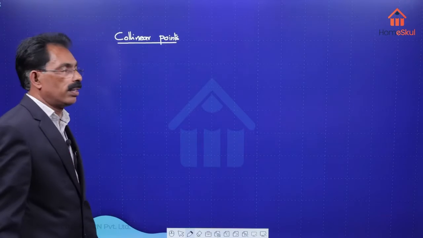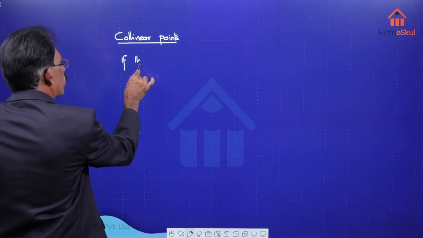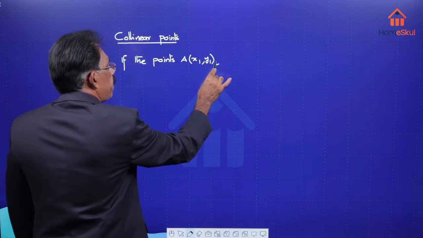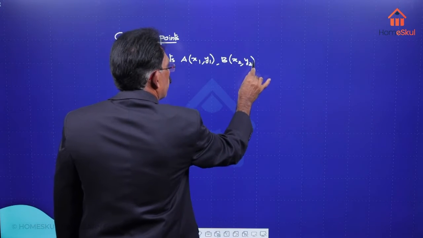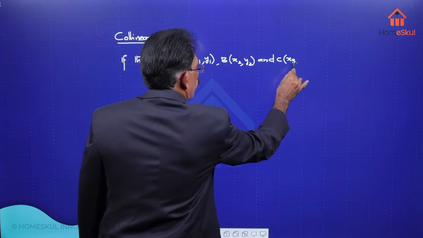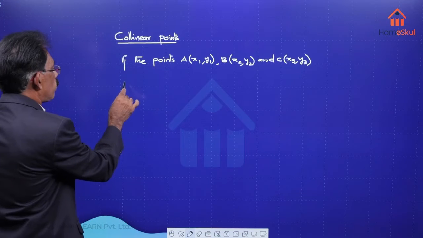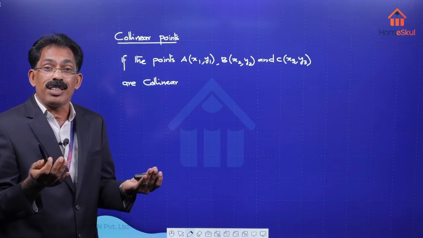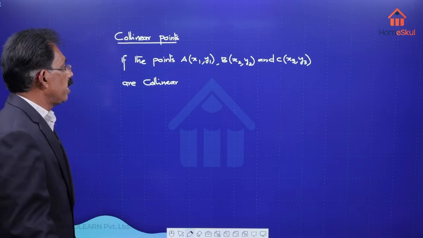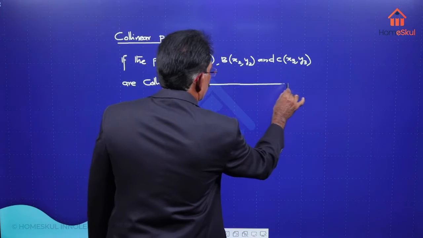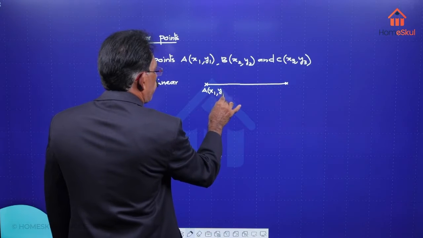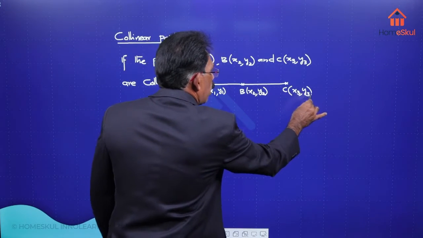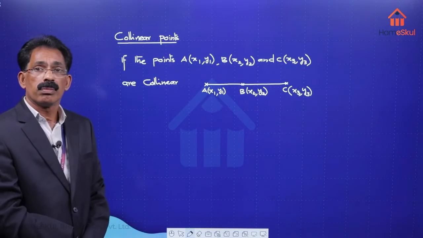If the points A(x1, y1), B(x2, y2), and C(x3, y3) are collinear, that means those points lie on the same line. What to do in this question? There are several methods.